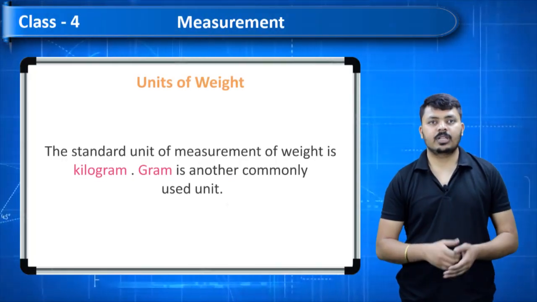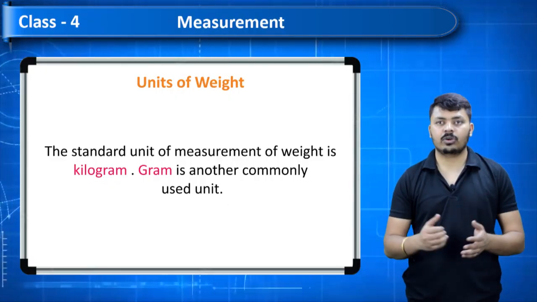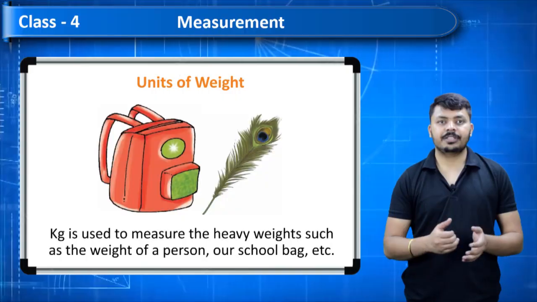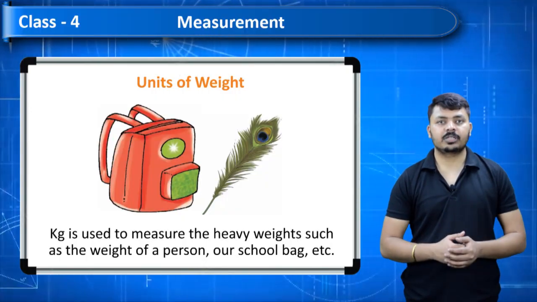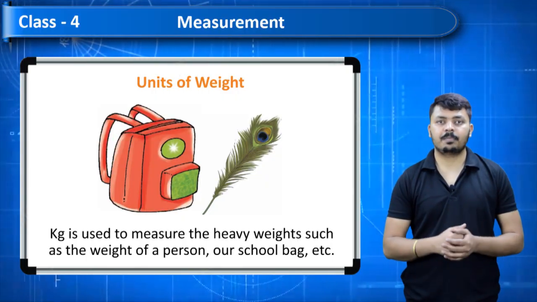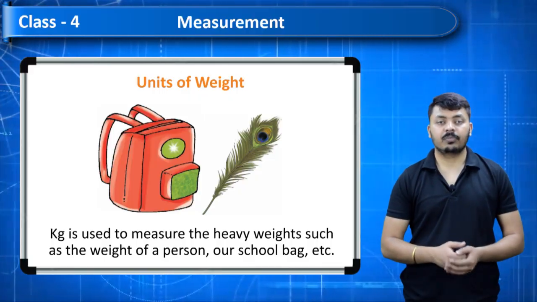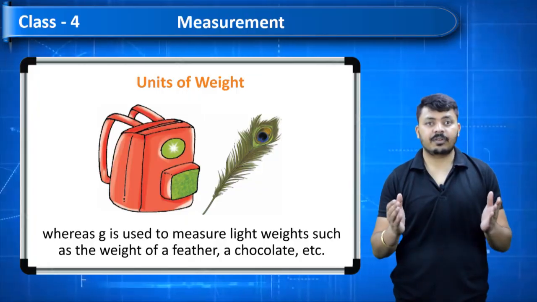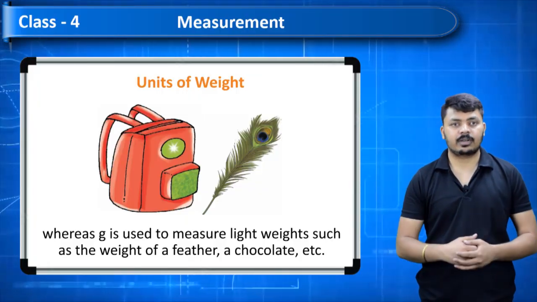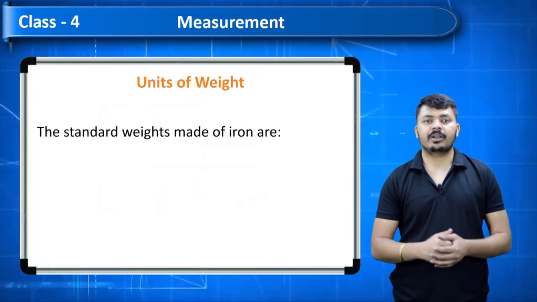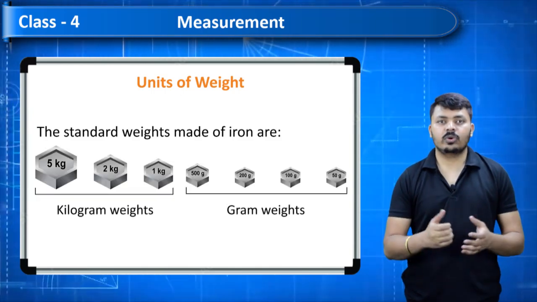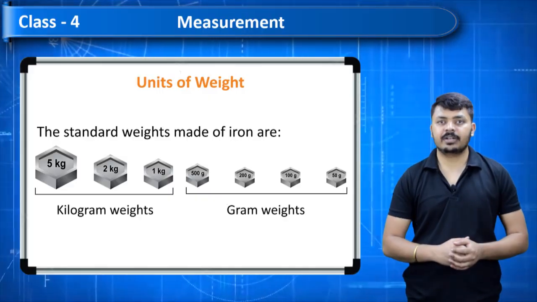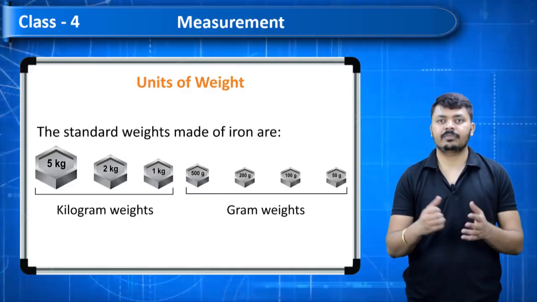Units of weight. The standard unit of measurement of weight is kilogram. Gram is another commonly used unit. Kg, that is kilogram, is used to measure heavy weights such as weight of a person, our school bag, etc. Whereas gram, that is G, is used to measure light weights such as the weight of a feather, a chocolate, etc. The standard weights made of iron are 5 kg, 2 kg, 1 kg, that is kilogram weights, and gram weights 500 gram, 200 gram, 100 gram and 50 grams.